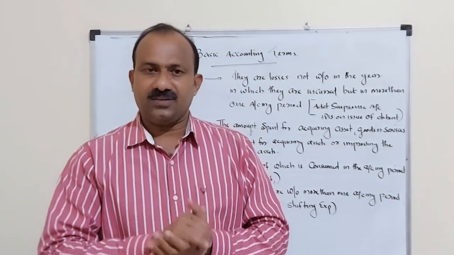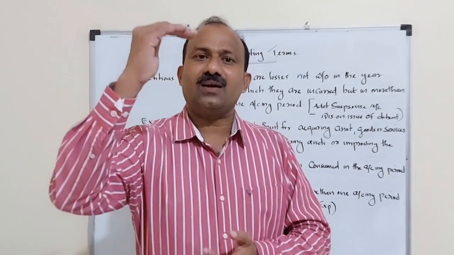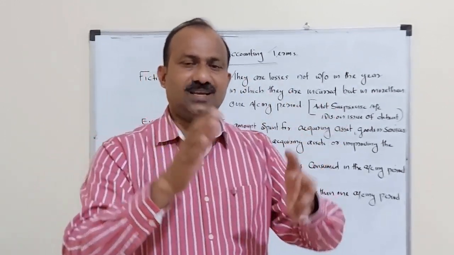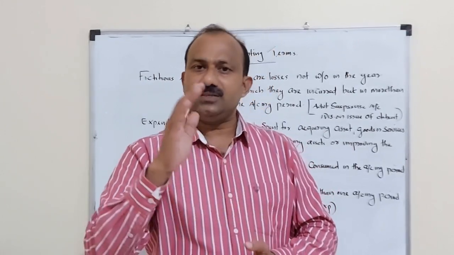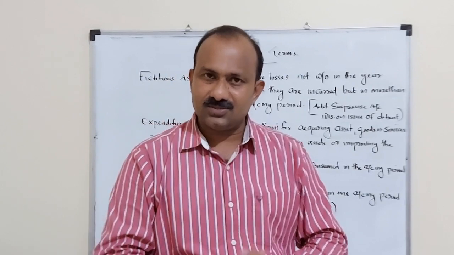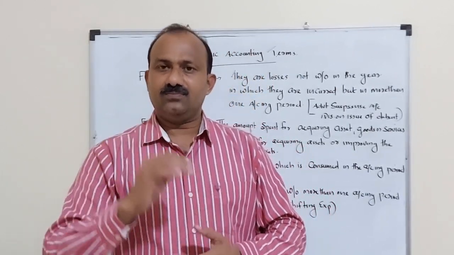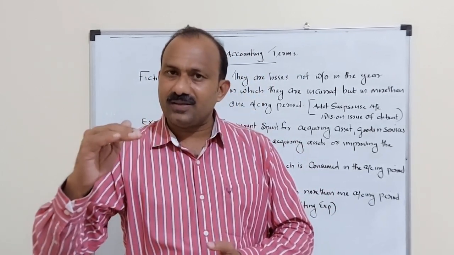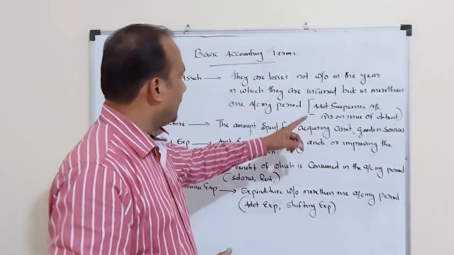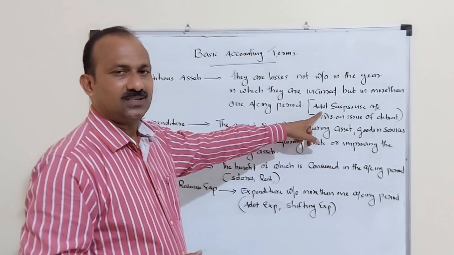These losses are affecting more than one accounting period. So whenever you are hearing this word fictitious assets, actually these are not assets. These are the losses of the business which can be written off not only in a particular period but in a future number of years. Example, advertisement suspense account.